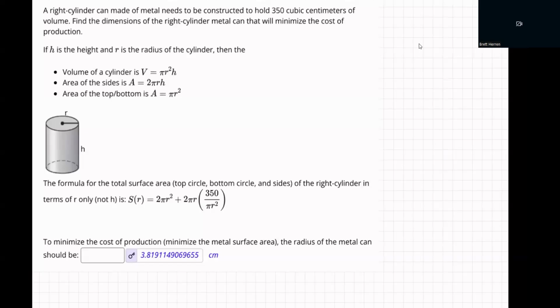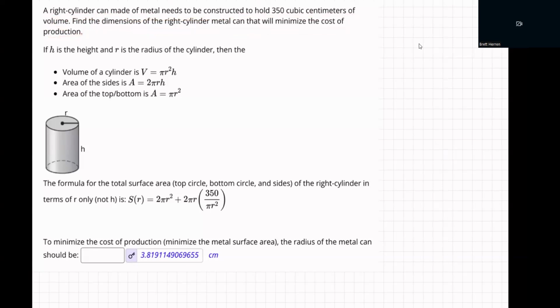A right circular cylinder metal can needs to be constructed to hold 350 cubic centimeters of volume. Find the dimensions of the right cylinder metal can that will minimize the cost of production.